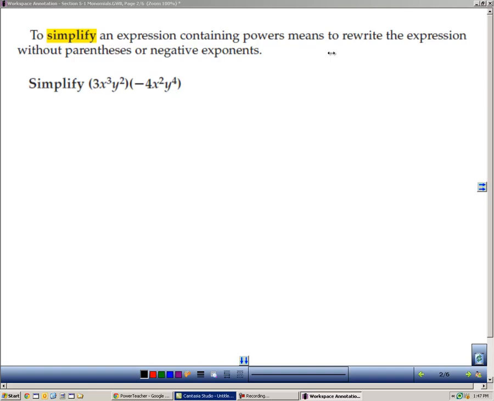To simplify an expression means to rewrite it having no exponents or parentheses. So here you see an expression. We're multiplying two monomials. The way we do this is we multiply the 3 and the negative 4 separately, and we get negative 12. Then we multiply the x's. We multiply x cubed times x squared. You remember from algebra, when you multiply bases that are the same, you add the exponents. So 3 plus 2 is 5. And then you multiply the y's. Y to the second times y to the fourth. Again, we add the exponents. You're going to get y to the sixth.